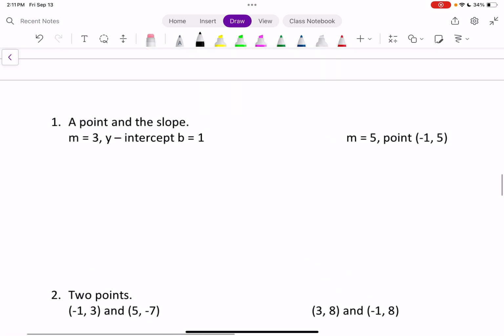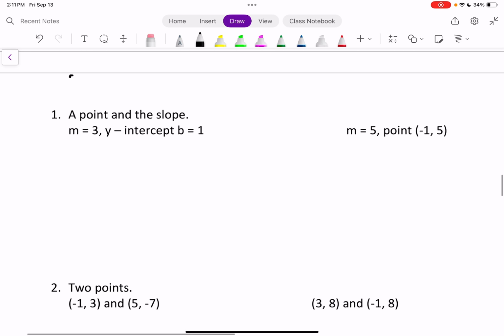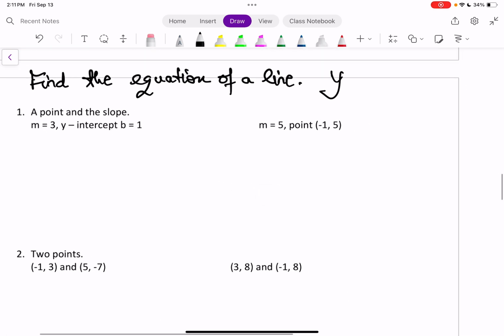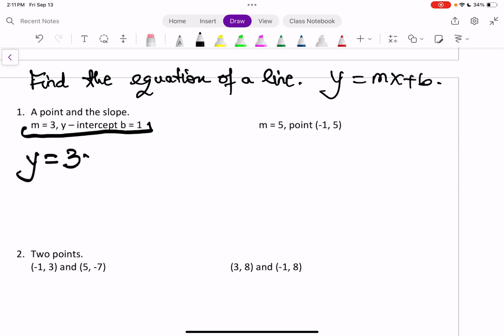Still our job is to find the equation of a line. And the equation of a line will look like this: y equals mx plus b. So what if I'm already given these 2 pieces of information, that the slope is 3 and the y-axis intercept is 1? Well, then there you go. I have everything I need.